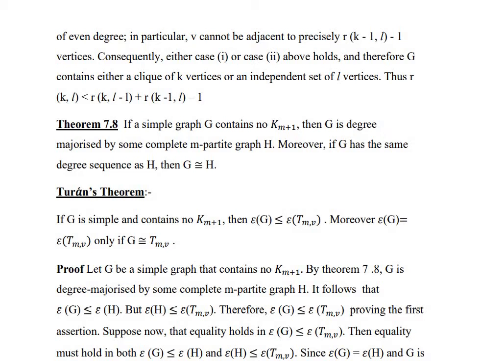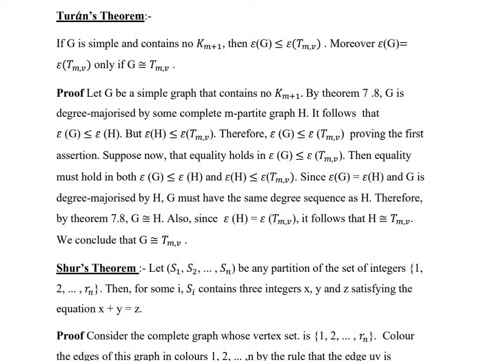Next is a theorem that we will use in the coming theorem, namely Turán's theorem. If a simple graph G contains no K_{m+1}, then G is degree majorized by some complete m-partite graph H. Moreover, if G has the same degree sequence as H, then G is congruent to H.